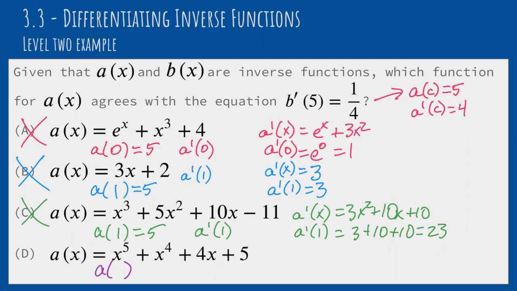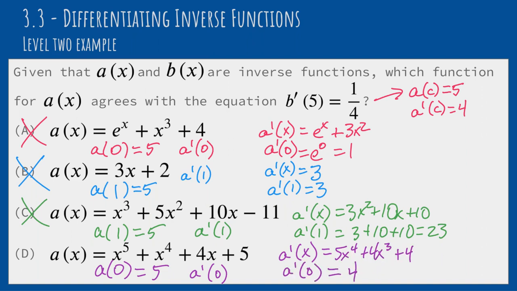So figure out what we plug in for x here to get 5. This one's pretty easy, because if we plug 0 in for all the x's, we get 5 left over. So we want to know what is a prime of 0. Hopefully that's going to be 4. So a prime of x is, oh no, not 5x squared, 5x to the 4th plus 4x cubed plus 4 plus 0. So a prime of 0, anything with a 0 drops out and we get 4.